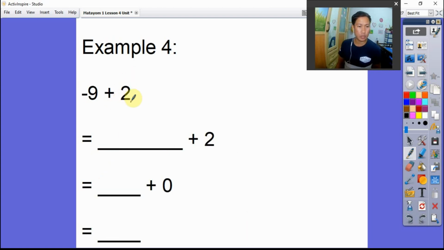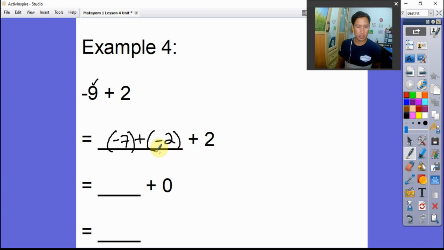Let's have example number 4. We have a 2 here and a negative 9. So negative 9 plus 2. 9 is a larger number. Again, disregard the negative sign. Just look at the 9 and the 2. So 9 here is a larger number. So we need to change this into an opposite of 2. The opposite of 2 is negative 2. And then negative 9 will become negative 7 plus negative 2.